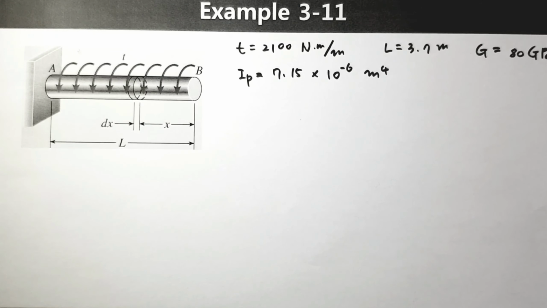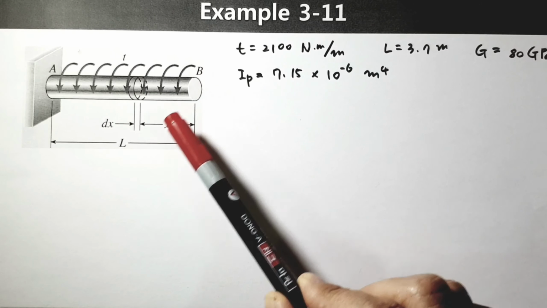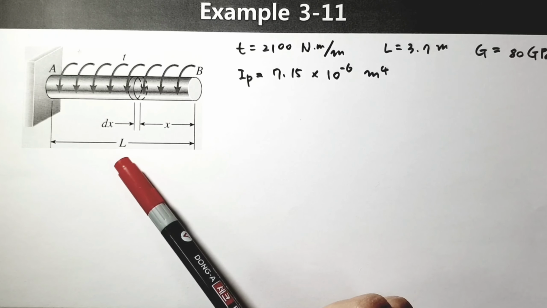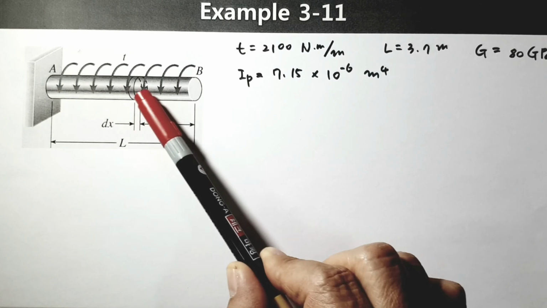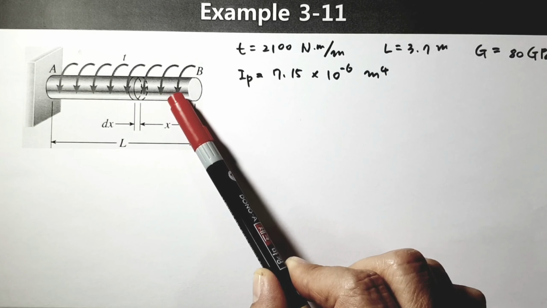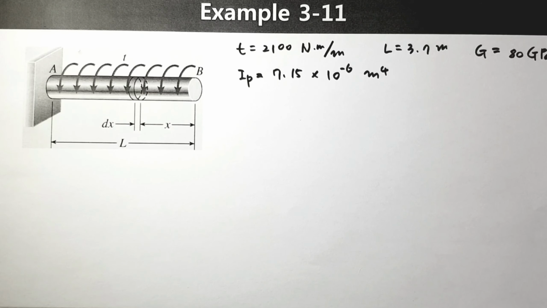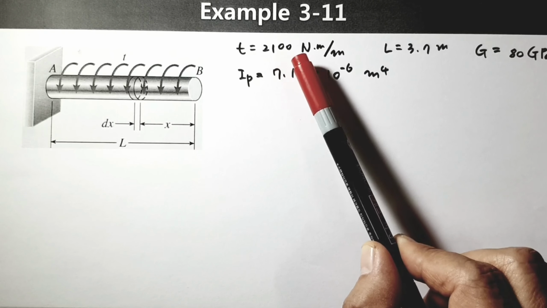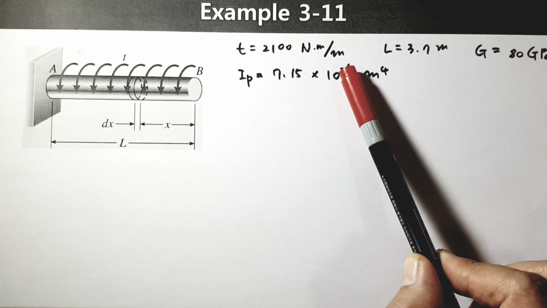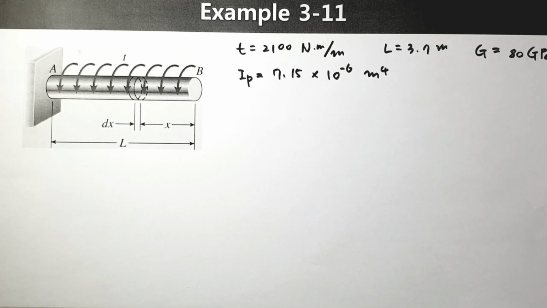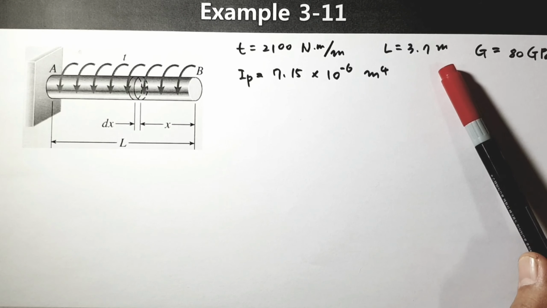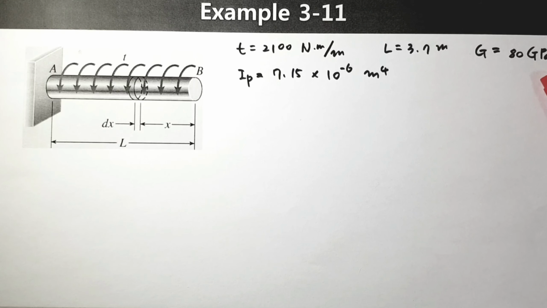And of course we have some diameter d and length L, and one different thing is we have a distributed torque. The intensity is 2100 Newton meter per meter. This one is a constant intensity T per unit length, unit distance. Of course, the length L is given, and the shear modulus of elasticity is 80 gigapascal.